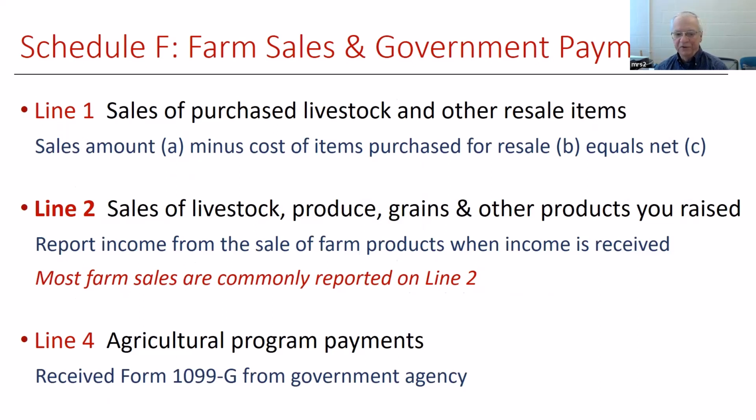Report that income from the sale of farm products when received. This is going to be where most of your farm sales are reported, line 2. IRS doesn't care whether you produced 2 bushels or 2,000 bushels, whether you sold a dozen eggs or 10,000 dozen eggs. What they care about is the money you received.